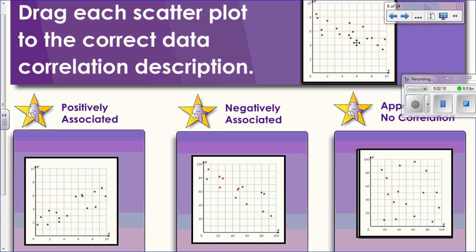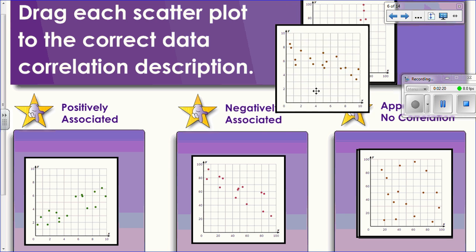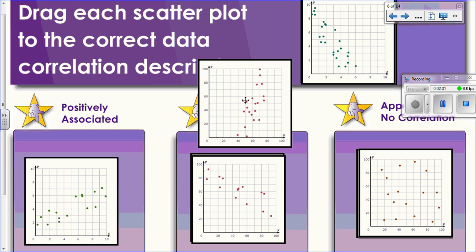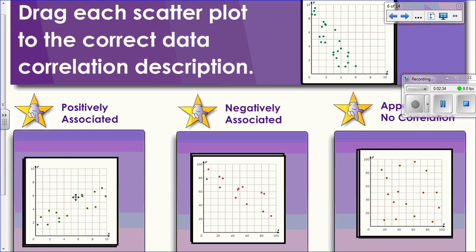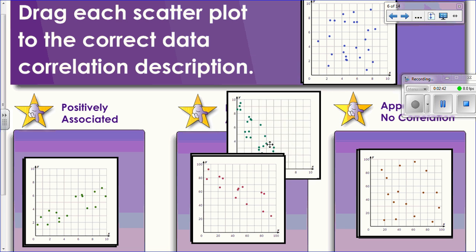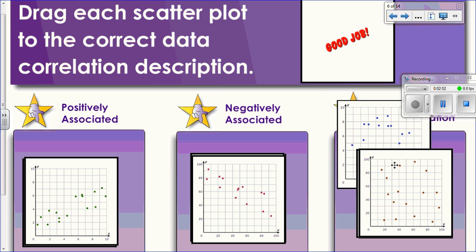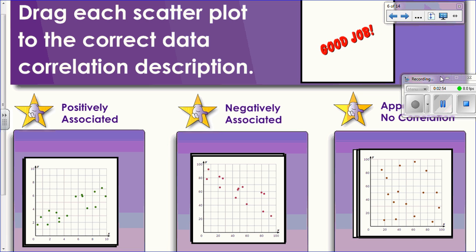If you look at the example up here in the corner, this one would represent another negative association. This one, my guess would be positive. Here's another one. That would be negative. And one final one we'll look at. And this one, the dots are all over the place. So there would be no correlation there.